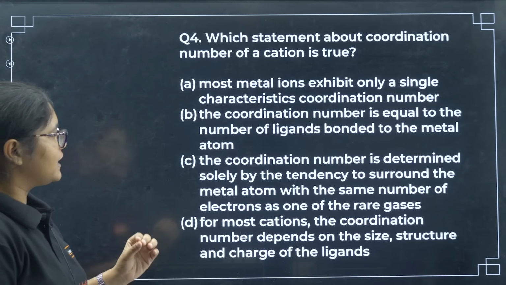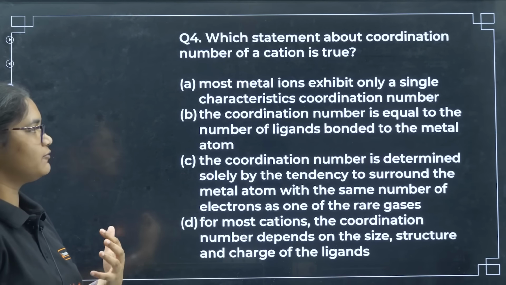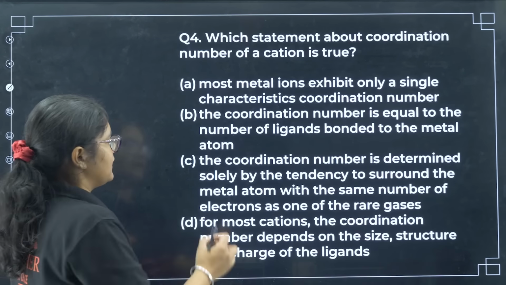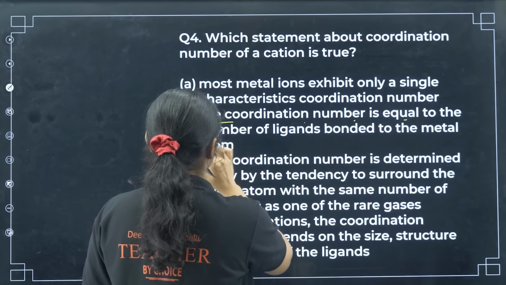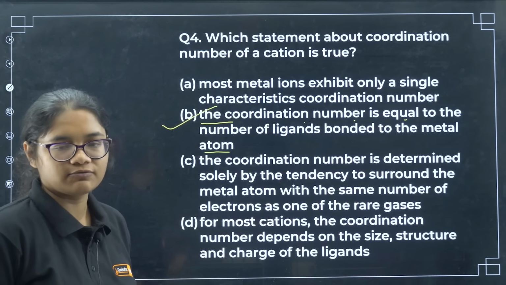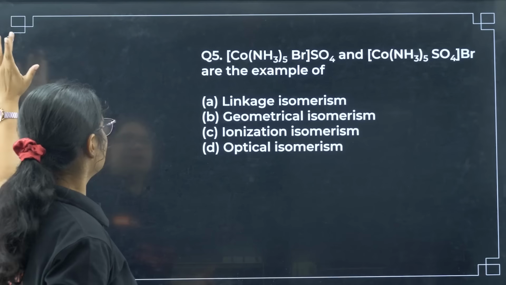Next, which statement about the coordination number of a cation is true? The coordination number is equal to the number of ligands bonded to the metal atom. This is directly the definition of coordination number, so that is option B.